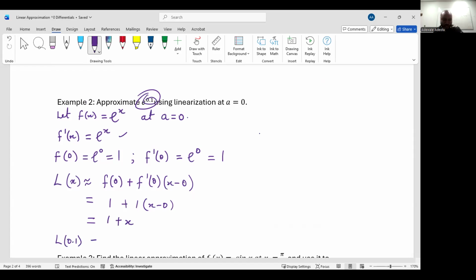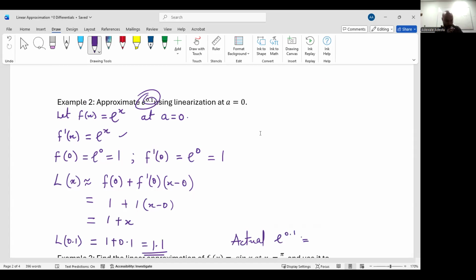Okay, so which is 1 plus 0.1, and it is 1.1. Answer. Again, we can know the actual value if you go to your calculator and just type this in. Let me do one more so you can keep doing it as we continue.